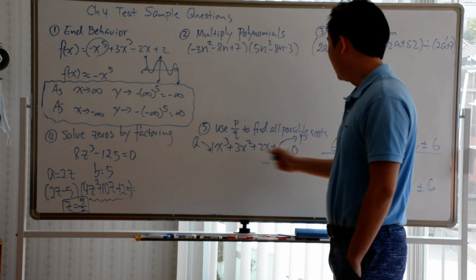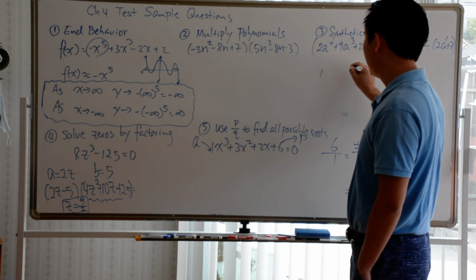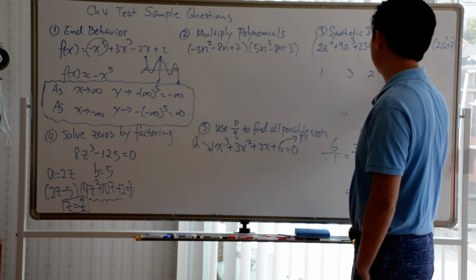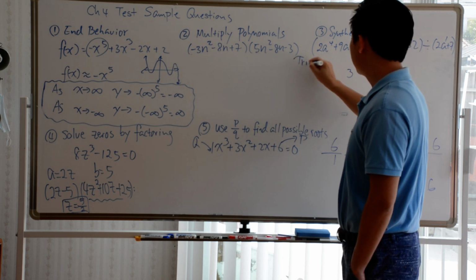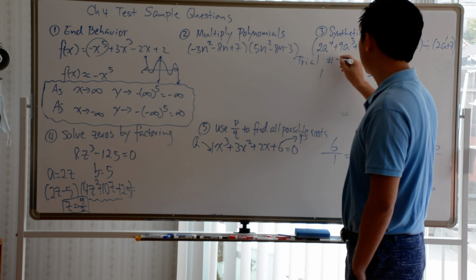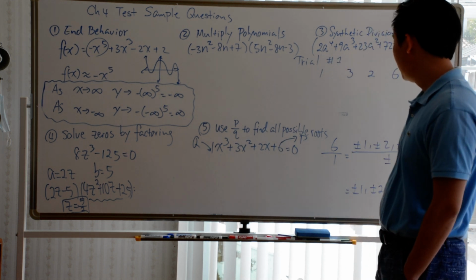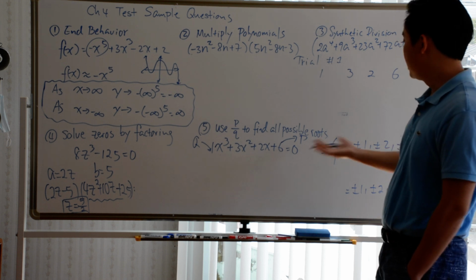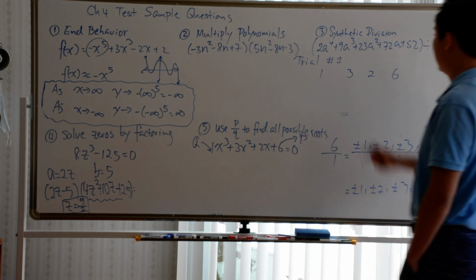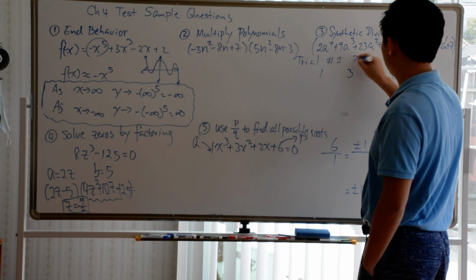So let's take out all those coefficients. We have 1, 3, 2, and 6. Let's start with the first attempt, trial number 1. I just want to start off with x equals 2, or negative 2, or 3, or negative 3, depending on whether you're lucky or not. So let's start with x equals negative 3.